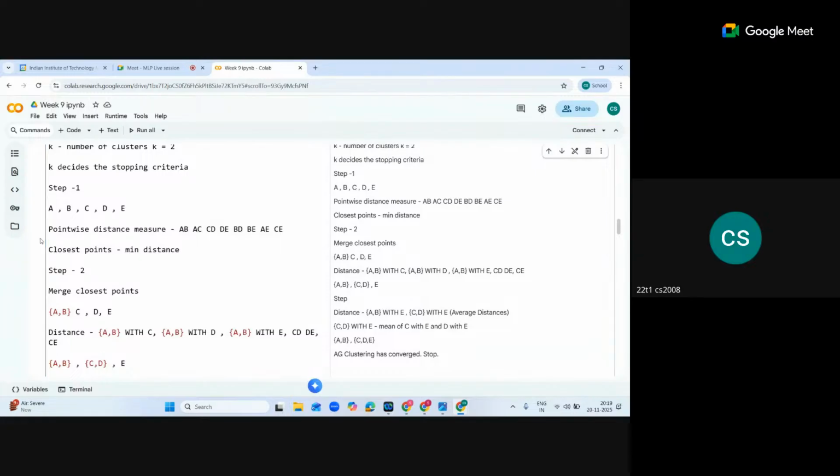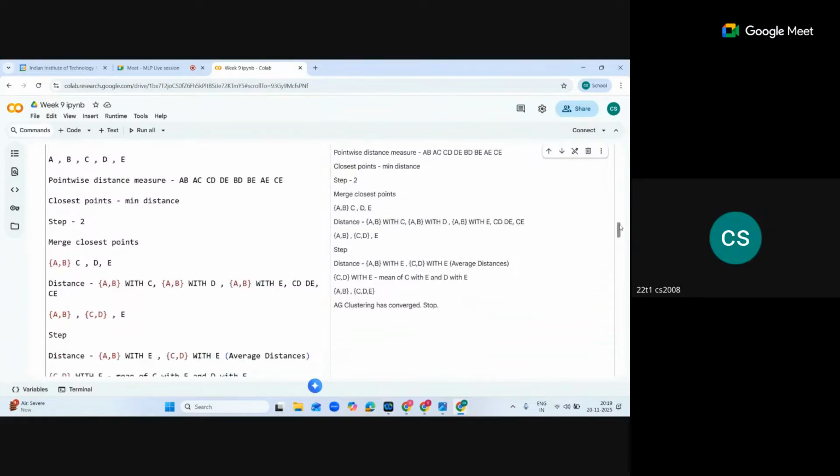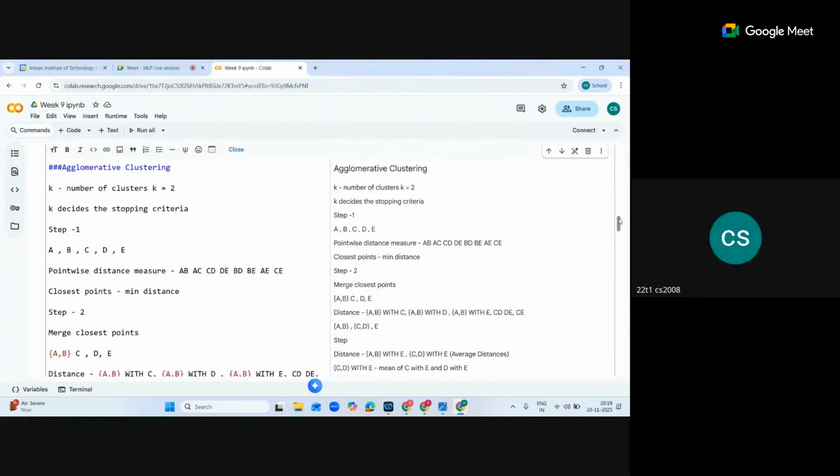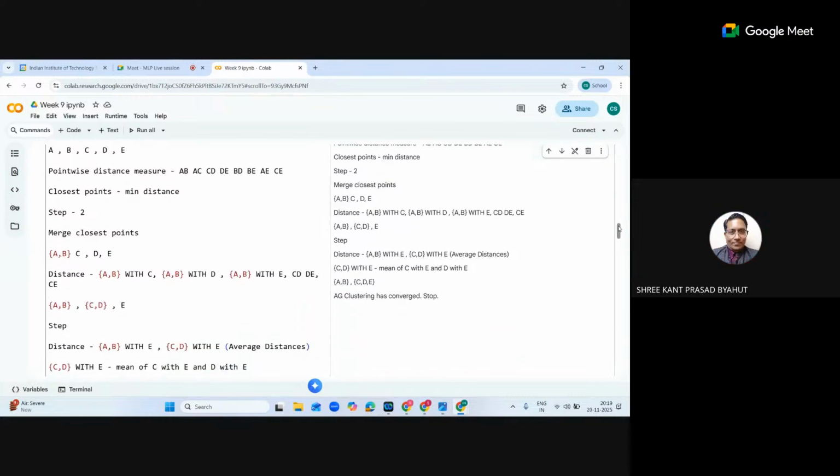Any other question? If the distance of AB with C would have been least, then ABC will be there, and ABC becomes a cluster. In the next iteration, we will compare distance from ABC to D and ABC to E, from the 3 points. And we'll take three averages there, like average of A to D, B to D, and C to D. That we will do.